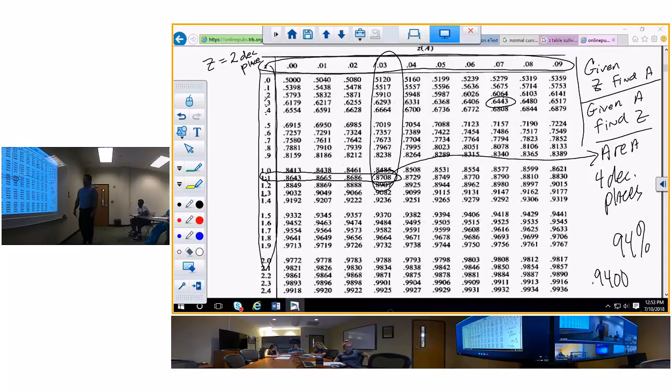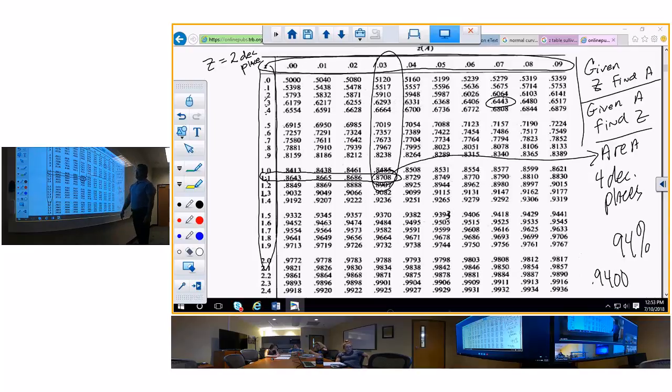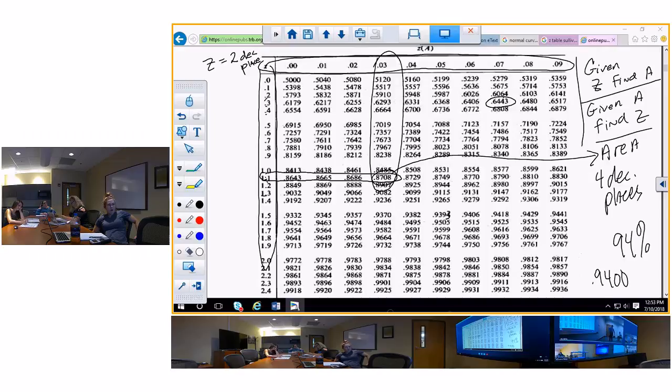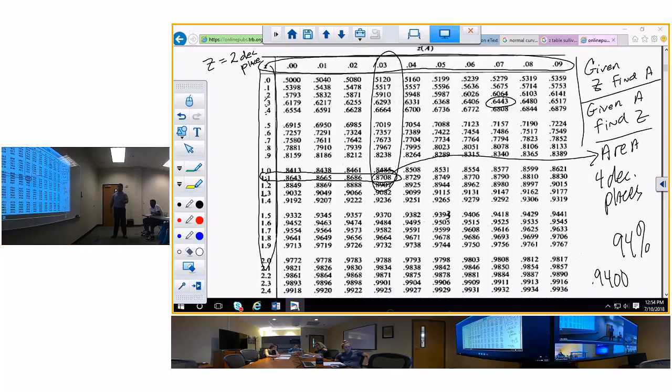But what if this was 0.9493? What if that was 0.9493? Which one would be closer? Well, what's the difference between 0.9400 and 0.9406? 6. What's the difference between 0.9400 and 0.9393? 7. So which one's further? Which one's closest? 0.9406 would be closer, so you use the 0.9406, which would be 1.56. Okay?